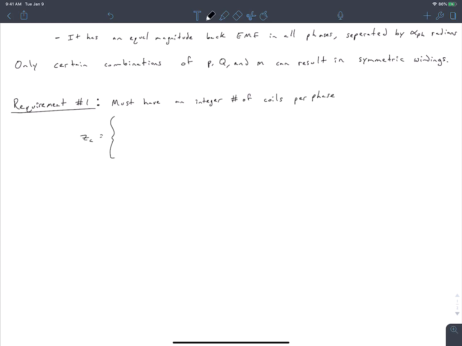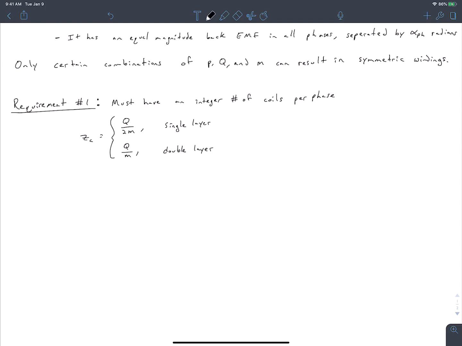The first condition is that you must have an integer number of coils within a phase. And we've talked previously about how to calculate the number of coils that you can have within a phase, depending on whether this is a single layer winding or a double layer winding. And I'm going to summarize this now, but basically you look at how many slots you have and you divide it by either m for a double layer winding to calculate the number of coils, or 2m for a single layer winding. And so this is the first condition of symmetry.